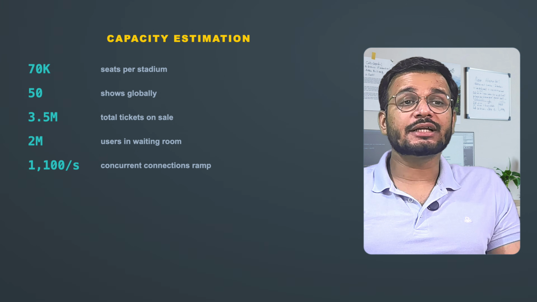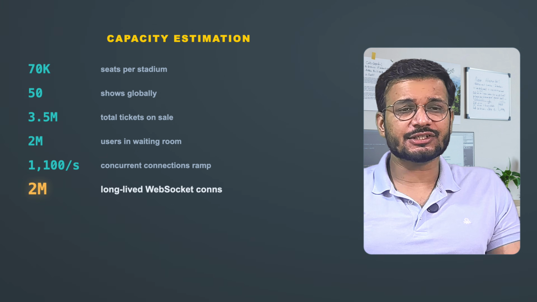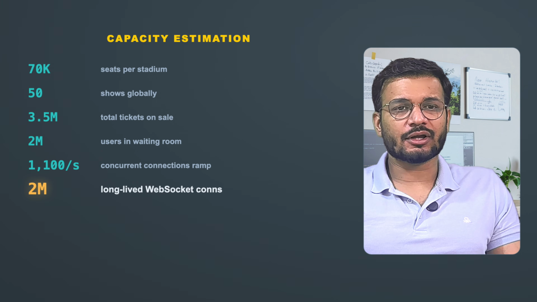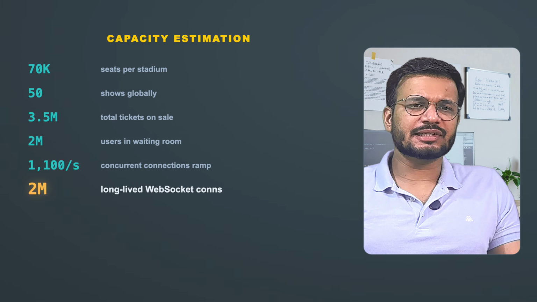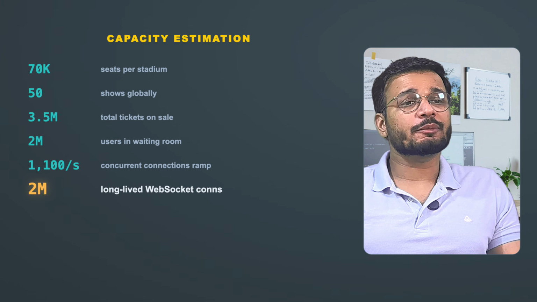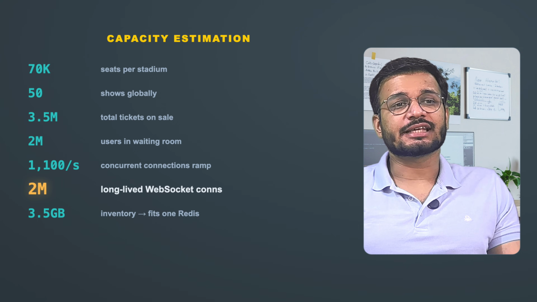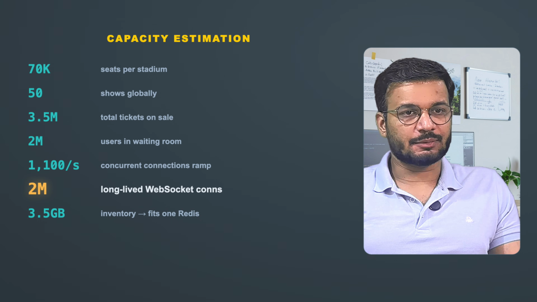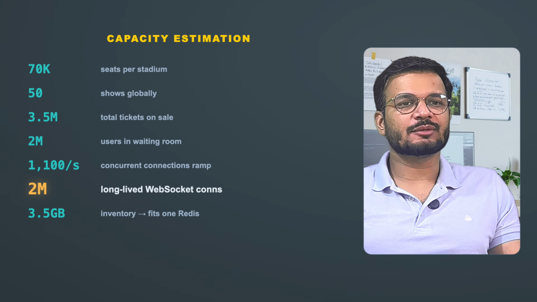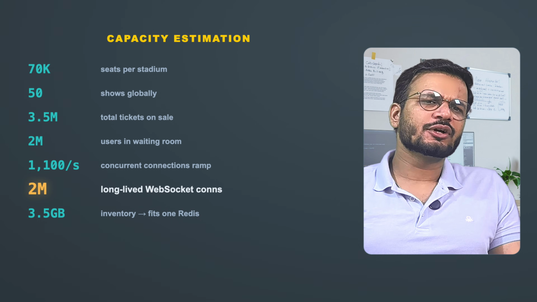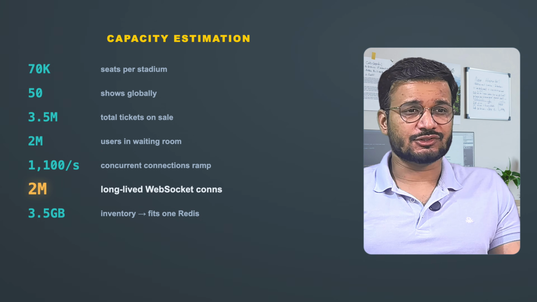The system needs to handle 2 million concurrent long-lived connections. It could be in the form of WebSocket or polling. This is basically for the waiting room. Then what about the ticket inventory? There are around 3.5 million tickets to be sold. Each record can take up to 1 KB. That's about 3.5 GB of inventory, small enough to fit in the large Redis instances.